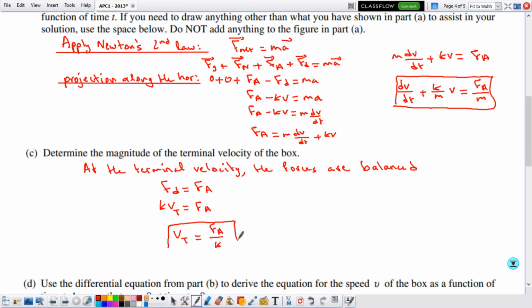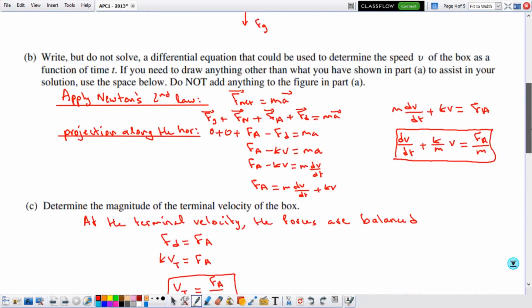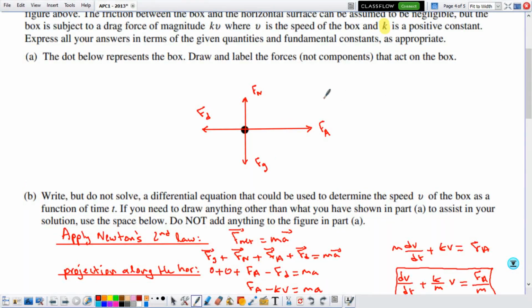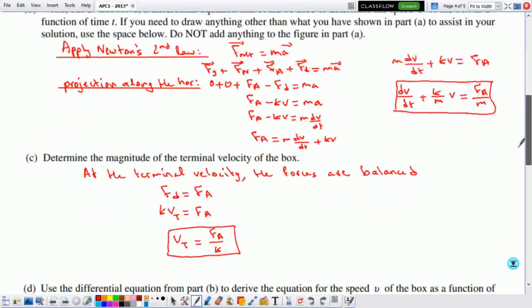Then what does this speed or velocity represent? That would be the maximum velocity reached by the box submitted to two forces given by Fa, which is a constant force, and the drag force, which is a variable force.